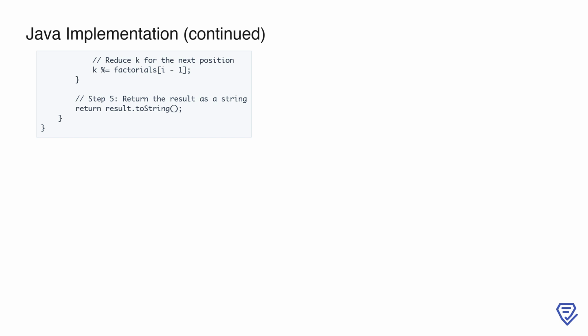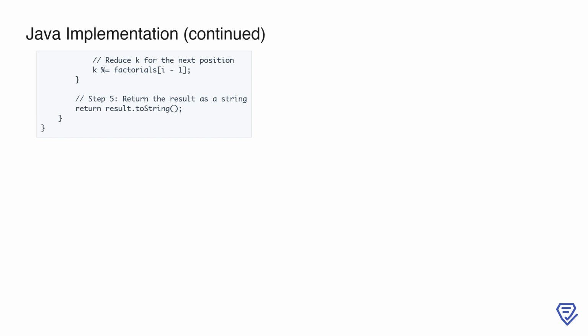By repeating this process for all positions, we effectively narrow down the sequence one step at a time, ultimately constructing the kth permutation. Once all numbers have been selected and appended, what remains in the string builder is the desired permutation sequence. The final step is to convert the string builder to a string and return it as the result.